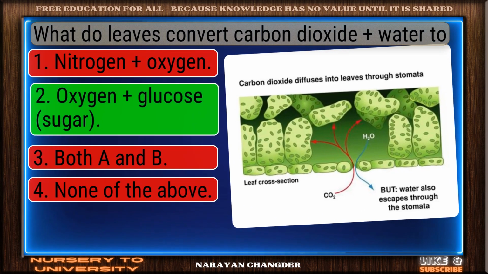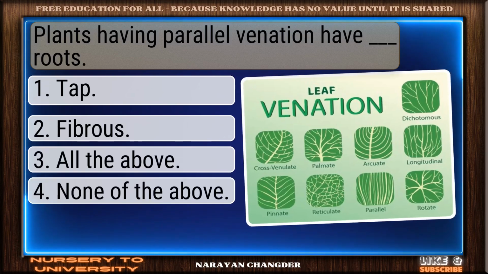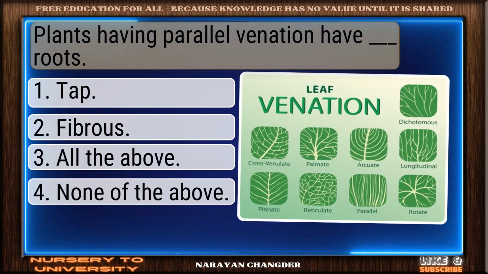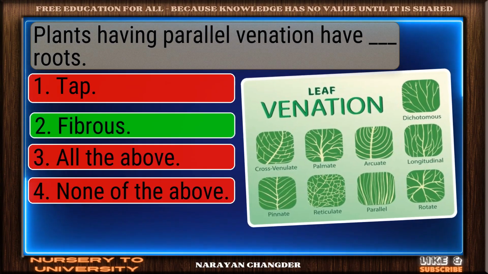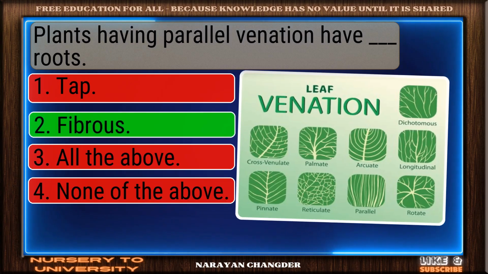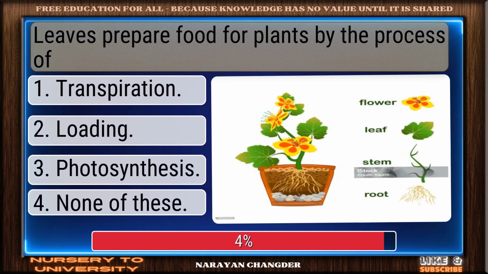Well done. Oxygen plus glucose is the right choice. Plants having parallel venation have dash roots. Smart pick. Fibrous is the correct choice. Leaves prepare food for plants by the process of.